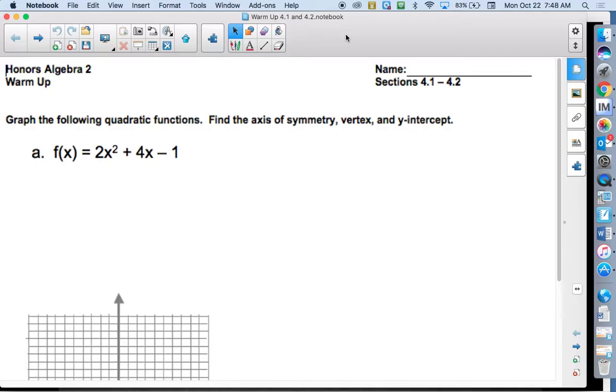So if you look at the first form, we have 2x squared plus 4x minus 1. Does anybody know what the numbers here stand for? Like what type of problem is this when you have 2x squared plus 4x minus 1? Gavin? Yeah, excellent. This is standard form.